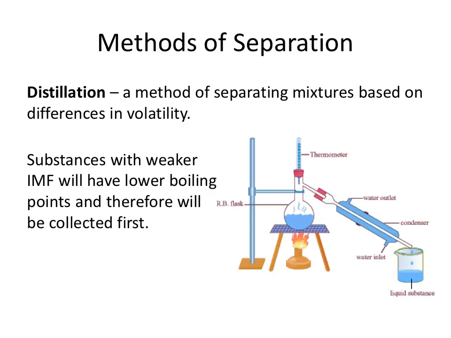Next we have distillation. In distillation, it's a method of separating mixtures based on differences in volatility or differences in boiling points. Substances that have weaker intermolecular forces will have lower boiling points and will be collected first. So let's just say you had a solution here of alcohol and water.